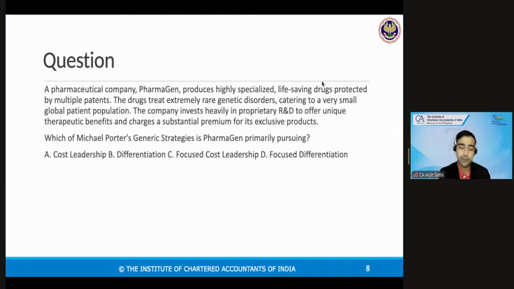Very simple, straightforward, on the face of it. Which generic strategy from Michael Porter is Pharmagen pursuing? Is it cost leadership? Is it differentiation? Is it focused cost leadership? Or is it focused differentiation? Okay, are we really saying focused cost leadership? Kavya, do you want to rethink?